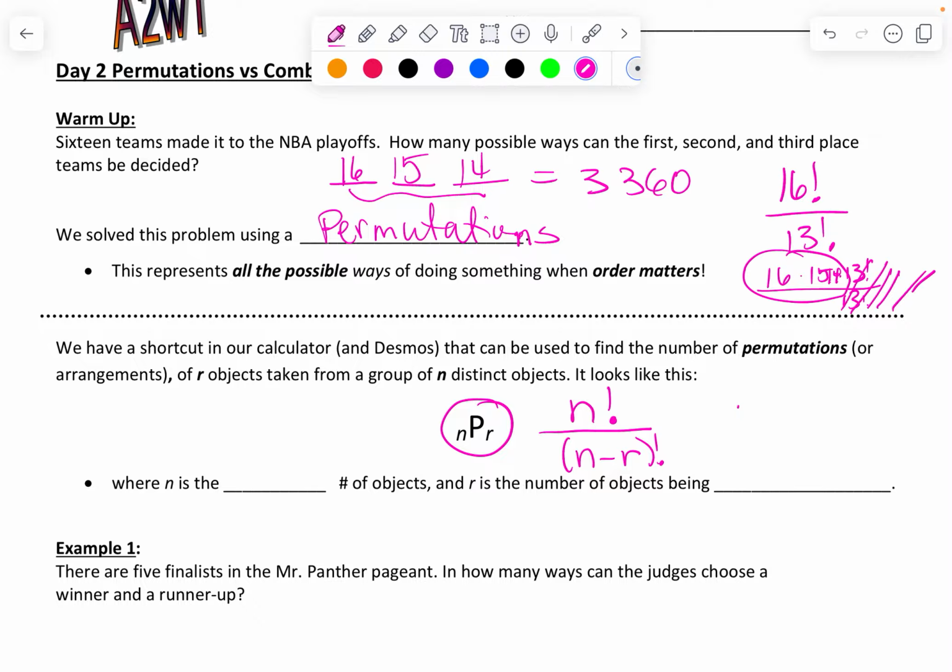Okay, so remember that the n is the total number of objects, and r is the number of objects being chosen or taken. So we want, out of the 16, we wanted 3.